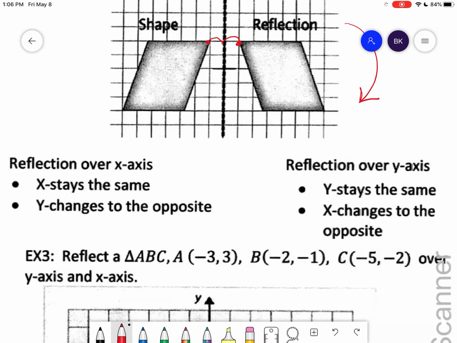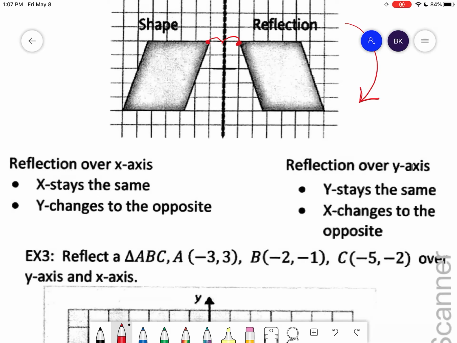So let's take a look at some rules. Let's say you don't have a grid and you would like to reflect, and your teacher is asking you, hey, what are the new ordered pairs for every vertex of the shape? And then we can take a look. There are some rules. So when you reflect a shape over x-axis, x stays the same, and the y coordinate changes to the opposite number.